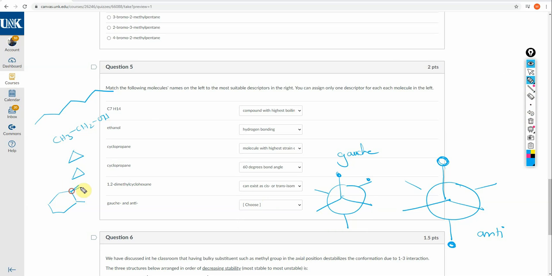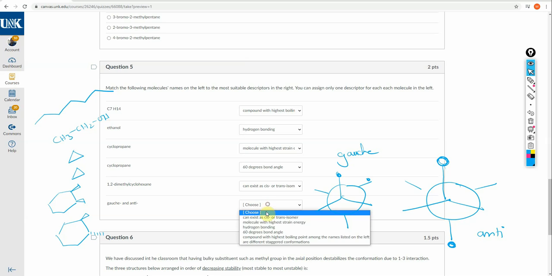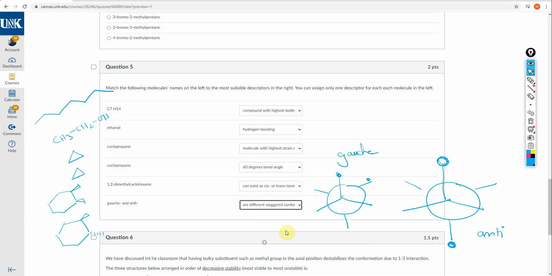And 1,2-dimethylcyclohexane is a molecule that can have cis and trans isomers, because you can have two methyl groups on the same side, which is cis, or you can have the two methyl groups on the opposite side, like that. No other molecule can have that kind of geometric isomerism. And Gauche and anti are therefore going to be the only option left, which are different staggered conformations. Alright, so that is what you want to know about this.